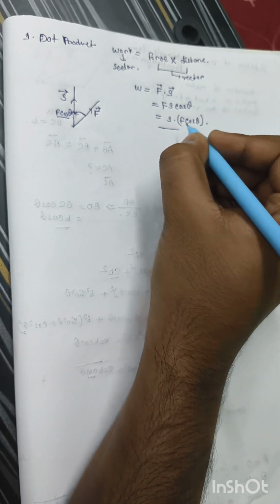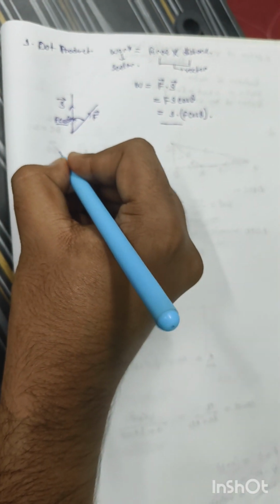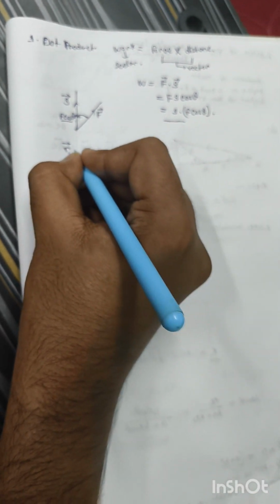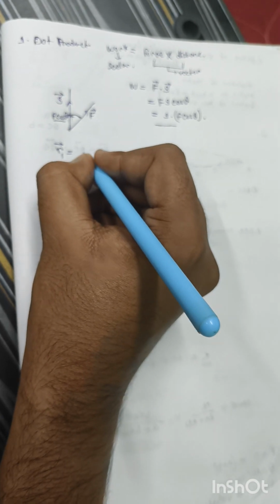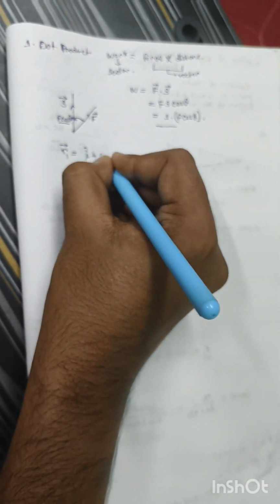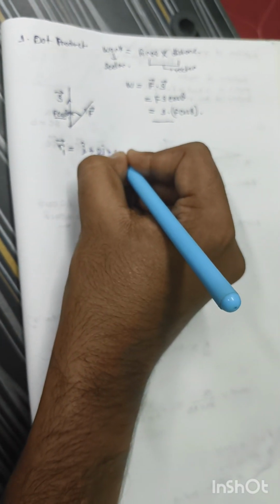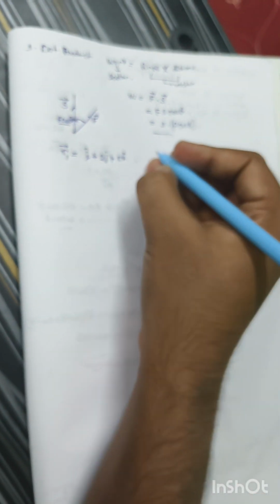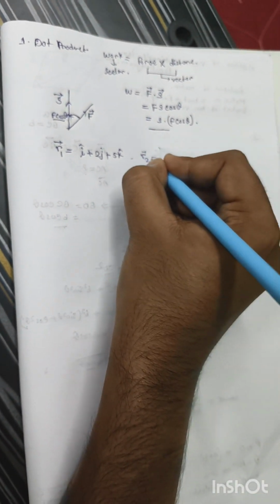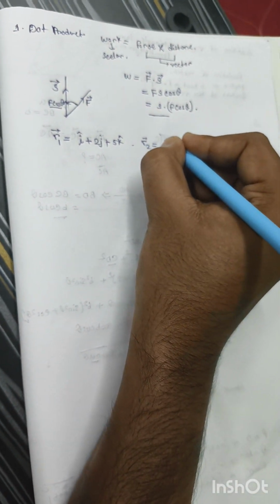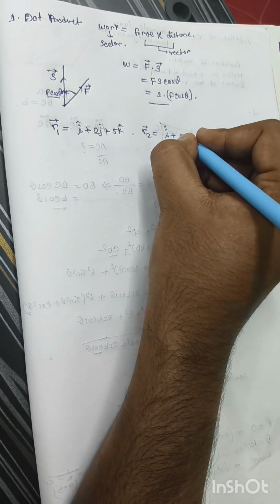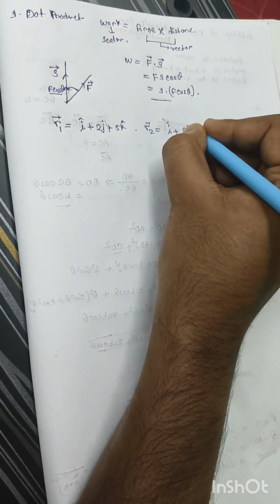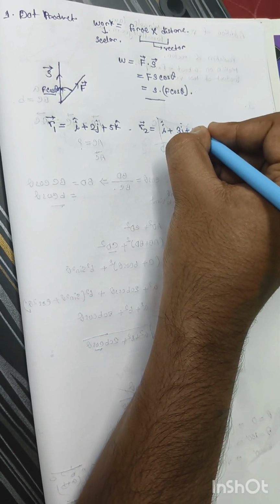And that is the cross product. And how can we compute the cross product? Suppose we take r1 equal to i cap plus 2j cap plus 5k cap, and r2 is i cap plus 3j cap plus k cap.